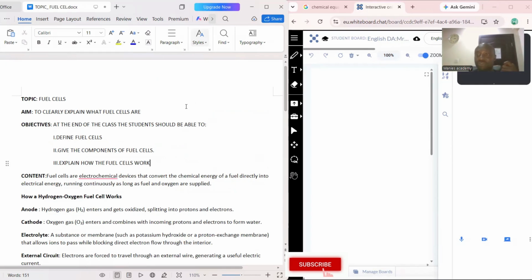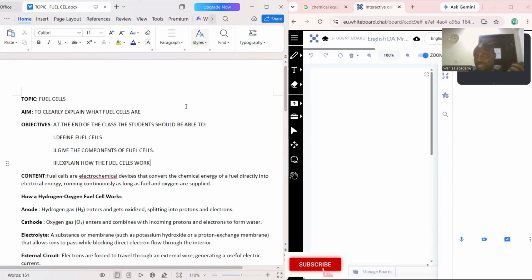At the end of this class, the student should be able to: 1. Define fuel cells, 2. Give the components of fuel cells, 3. Explain how fuel cells work. All right, having given the aim and objectives for this class, we start the class proper.